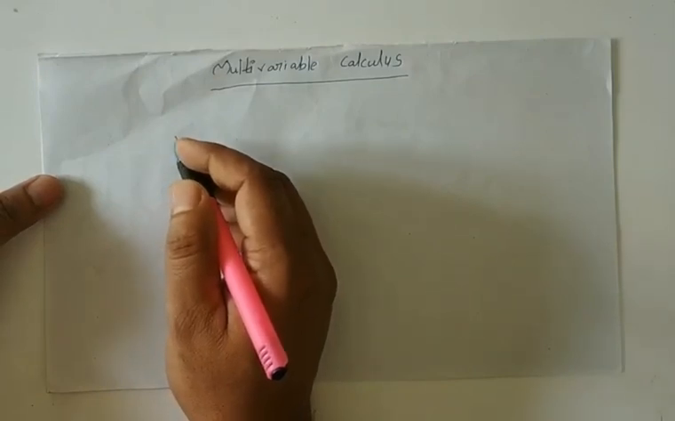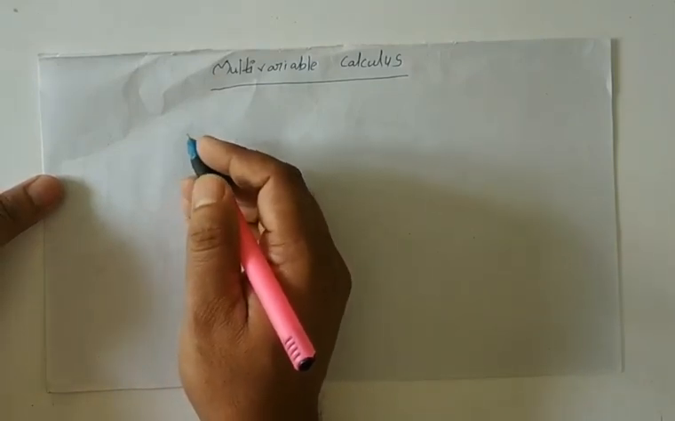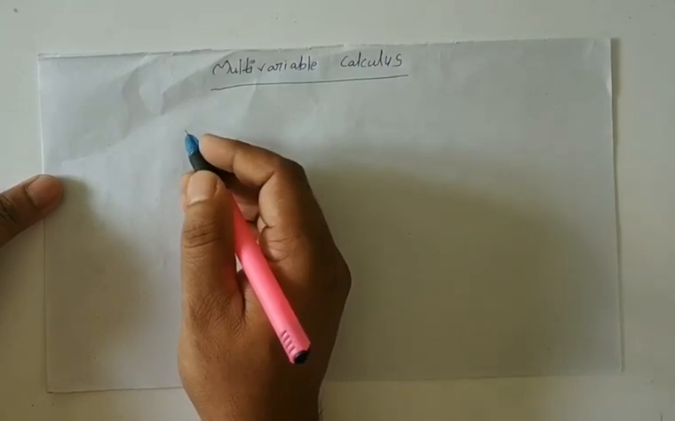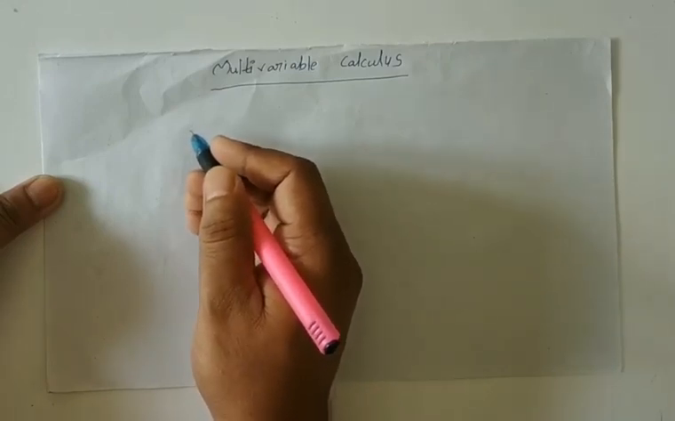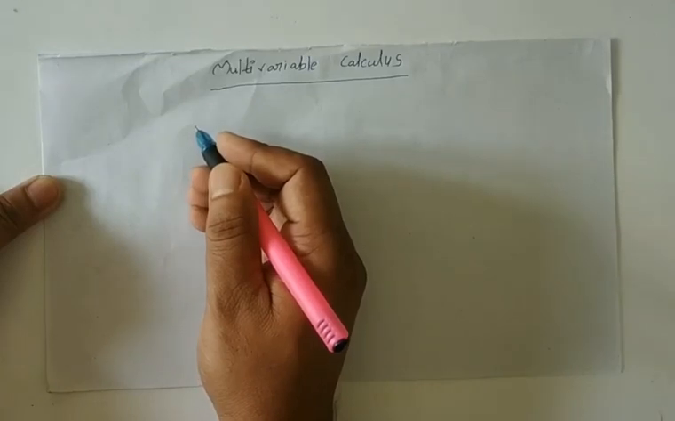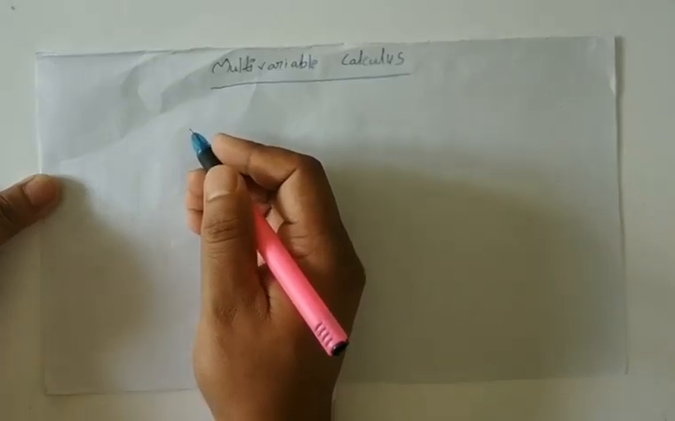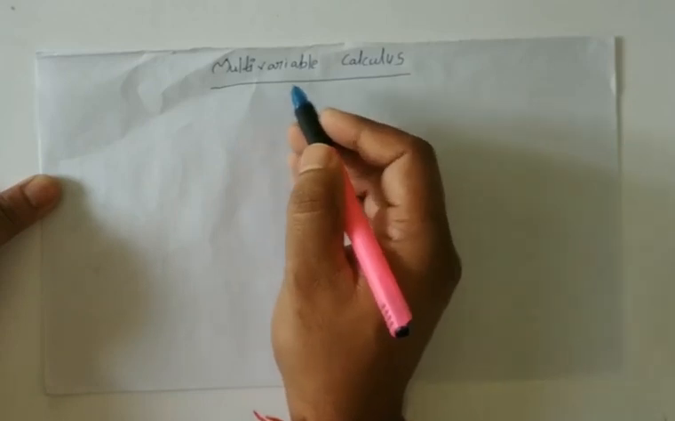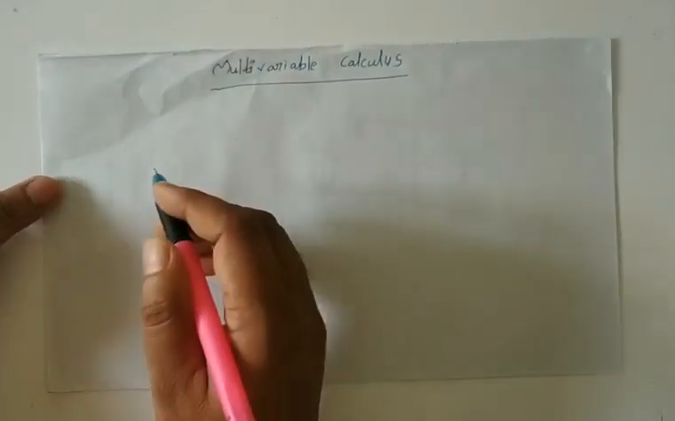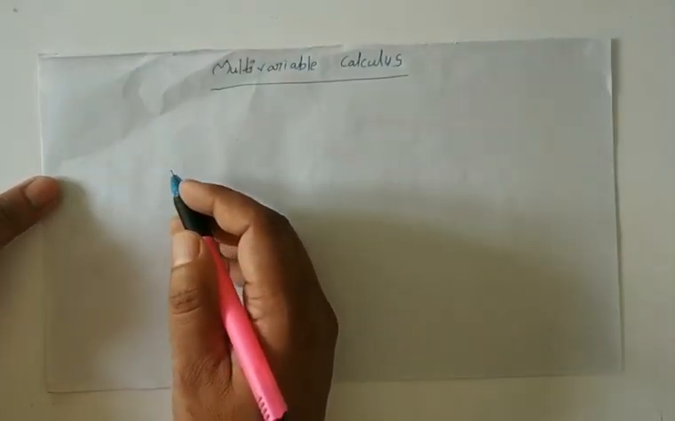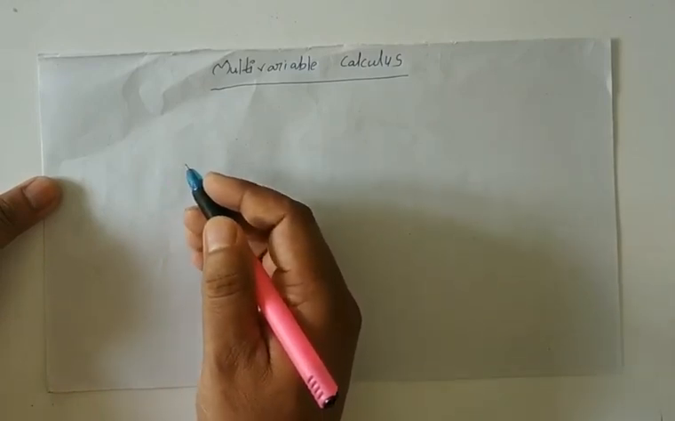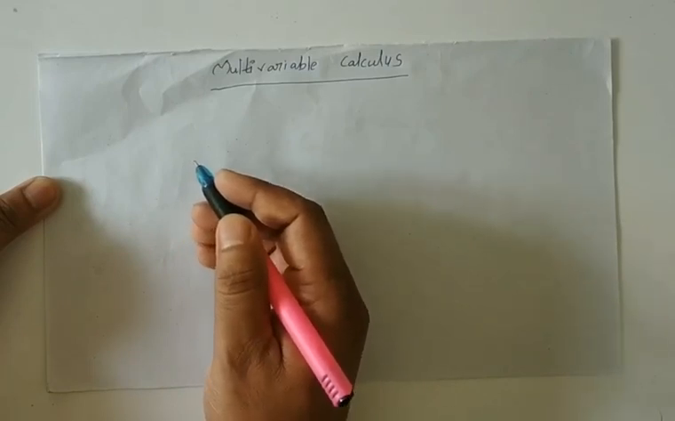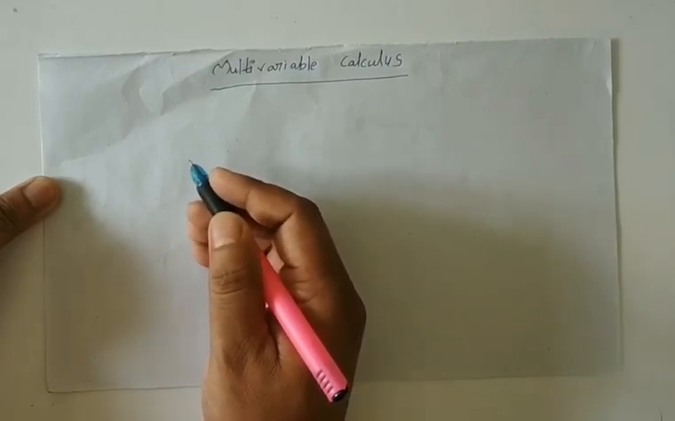In this chapter, we will learn how to extend the concept of functions of one variable to functions of two or more variables. That means multivariable calculus is the extension of calculus in one variable to calculus with functions of several variables.